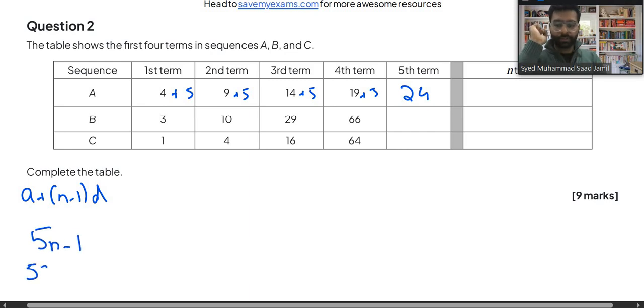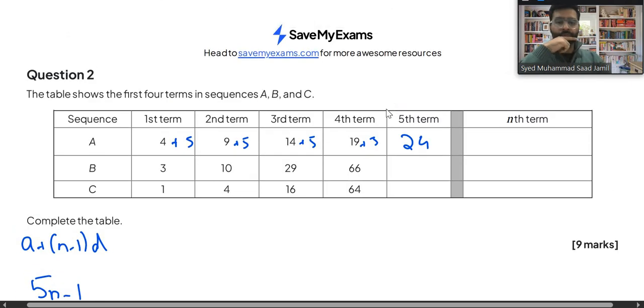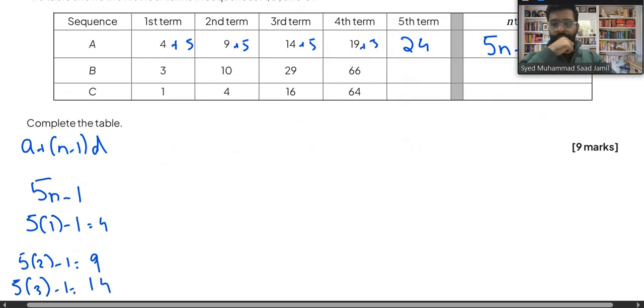For example, if I plug in 1, the first term, 5 minus 1 is 4. If I talk about the second term, that's 9. If I talk about the third term, that's 14. That's why I'm getting the terms. So 5n minus 1. Next question.